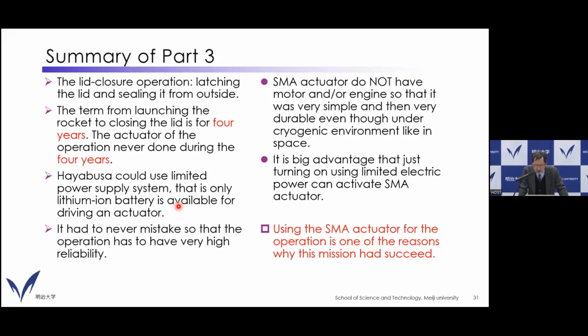A shape memory actuator does not have a motor or engine, so it was very simple and very durable, even under a cryogenic environment like in space. It is a big advantage that just turning on limited electric power can activate the shape memory actuator. Using the shape memory alloy actuator for the operation is one of the reasons why this mission succeeded.